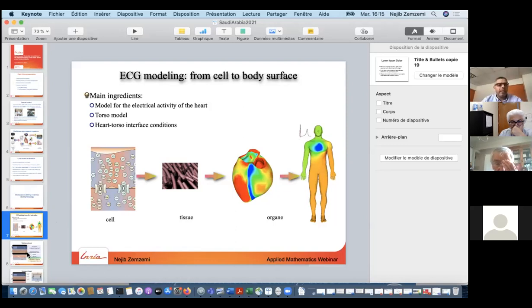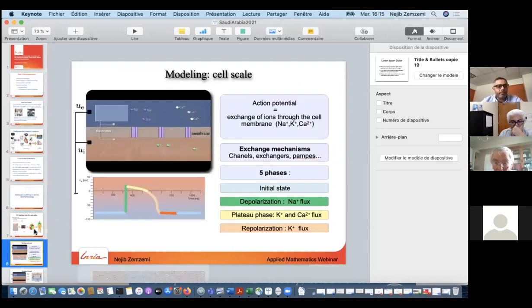So let's see what is the phenomenon at the cellular level. We have an extracellular domain and an intracellular domain separated by a membrane, what we call the cell membrane. And if you measure the difference of potential between the intra and extracellular potential, you obtain what we call the action potential or the transmembrane potential. Why transmembrane? Because it is the difference between intra and extracellular potential, and the membrane is between them.